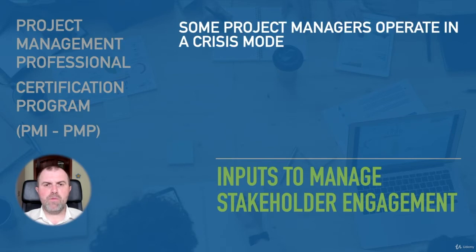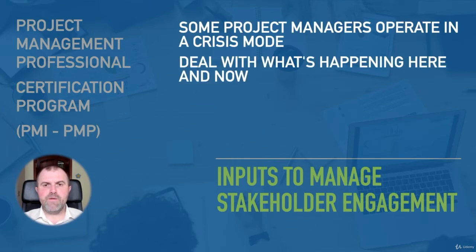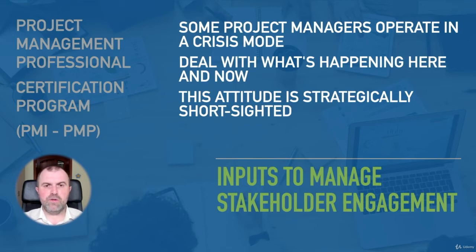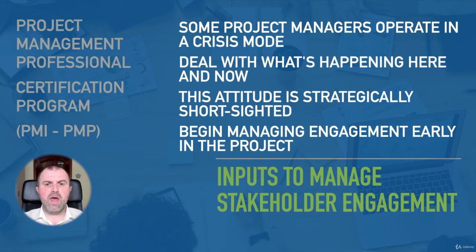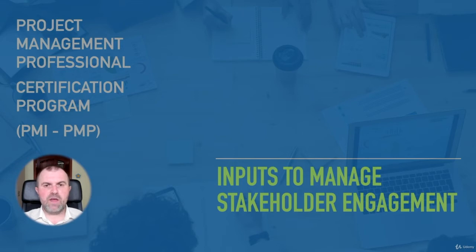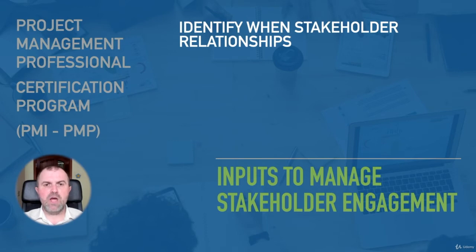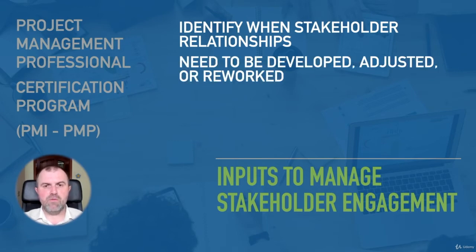Some project managers operate in a crisis mode. They think that the most efficient use of their time is to deal with what's happening here and now, and not with what might happen in the future. But this attitude is strategically short-sighted. To get the most value from your relationships, you should begin managing engagement early in the project and continue throughout its life cycle. The inputs of the Manage Stakeholder Engagement process are used to identify when stakeholder relationships need to be developed, adjusted, or reworked.